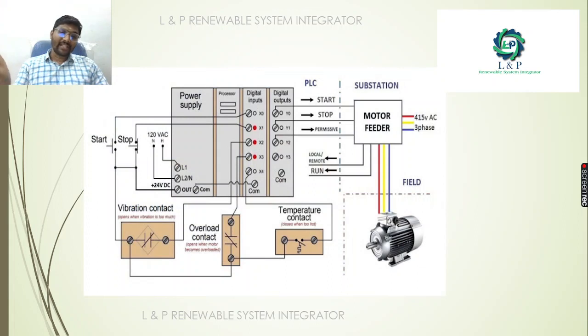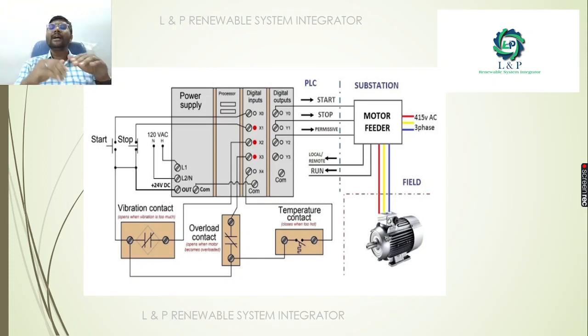Next, this is a simple example of how we can do the wiring for a motor to run. See here, we have a start command, which is a digital output. We have a stop command, also a digital output. We have a permissive command, also a digital output. Now in the same motor feeder, we are going to monitor the local and remote statuses and run status. These are all feedback signals, volt free contact signals, so they will get connected to the digital inputs.